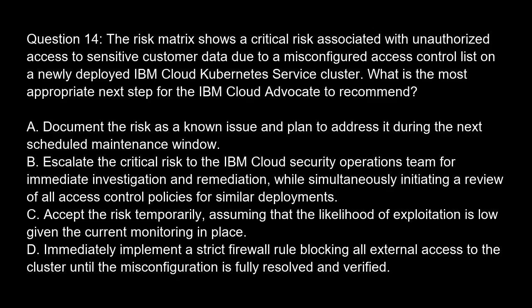Question 14. The risk matrix shows a critical risk associated with unauthorized access to sensitive customer data due to a misconfigured access control list on a newly deployed IBM Cloud Kubernetes service cluster. What is the most appropriate next step for the IBM Cloud Advocate to recommend? Option A. Document the risk as a known issue and plan to address it during the next scheduled maintenance window. Option B. Escalate the critical risk to the IBM Cloud Security Operations team for immediate investigation and remediation, while simultaneously initiating a review of all access control policies for similar deployments.